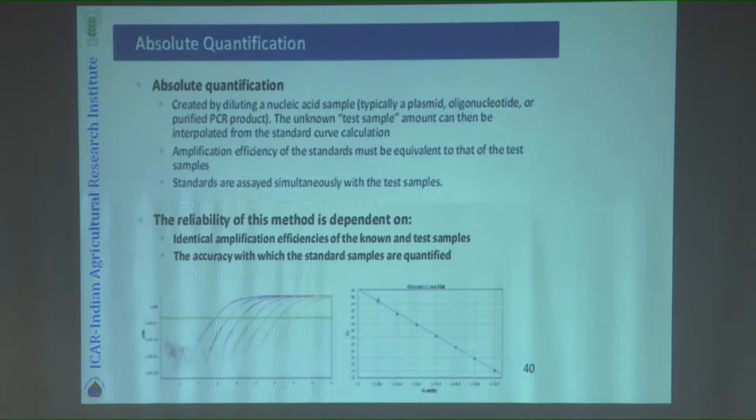It's something like what you do with the spectrophotometer. So you need to prepare a standard curve with a series of diluted samples, and that could come from a plasmid or an oligonucleotide or even a PCR product. Once you have a PCR product from a normal PCR, you dilute it and you have to quantify it. So we need a NanoDrop to quantify the amount of copies which you have in a sample. So these standards are used.